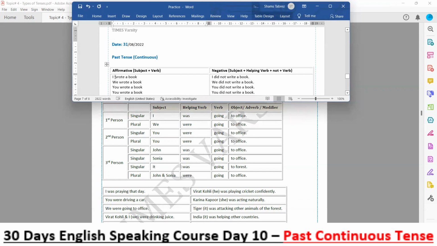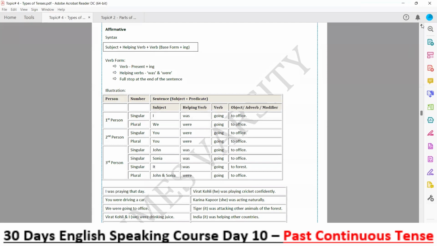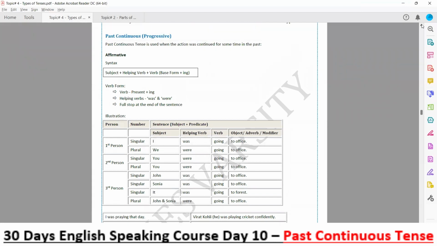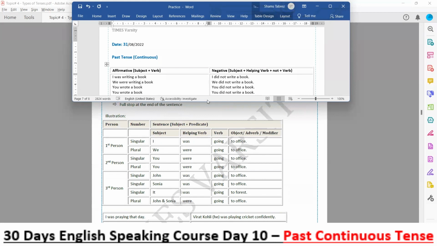I was writing a book. Going to write a book is just different. Next sentence. We were writing a book. So you can refer to this, no issues. You can refer to this one and then start making sentences.